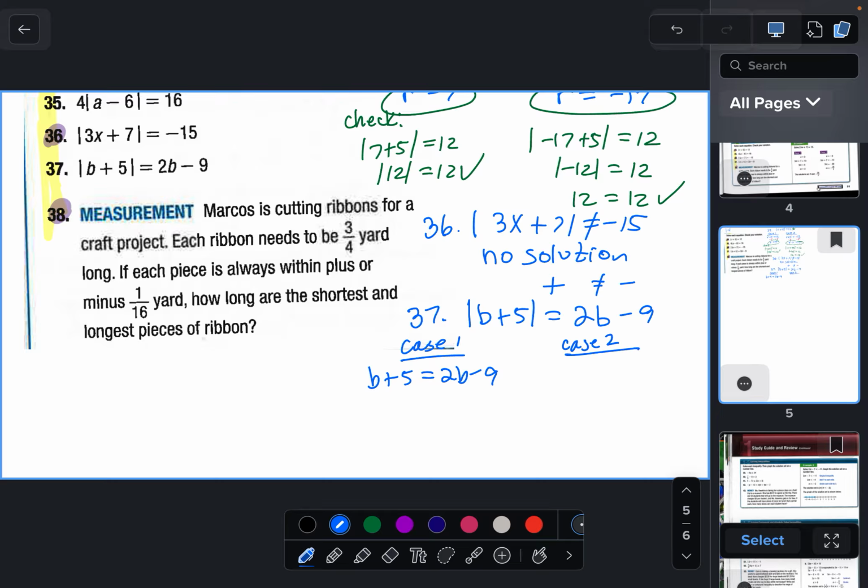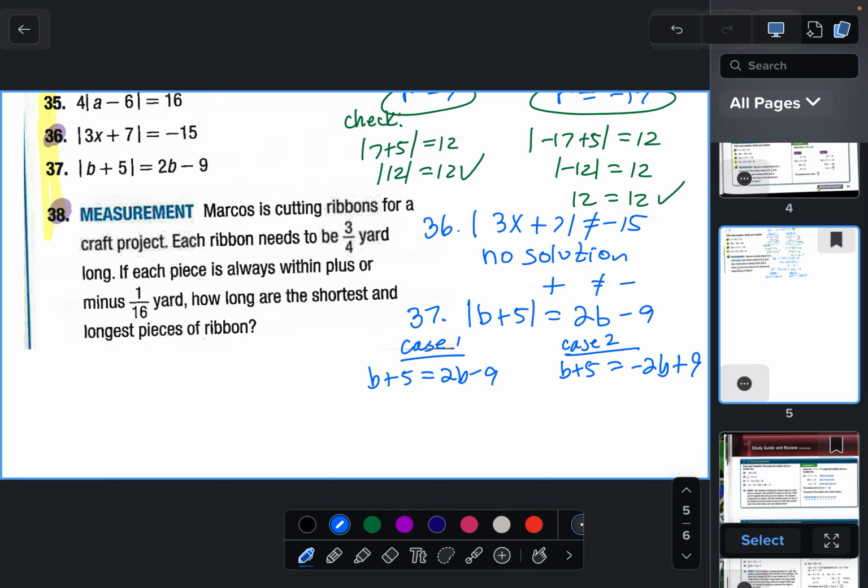Case 2. We drop away the absolute values on the left side, so it's just b plus 5 again. But here's the thing we have to do. Think about what the opposite of that expression is. That's why we talked about expressions and how you multiply them by -1 and how you change it. We have to change the sign of everything on that side. Everything. So the 2b is going to become negative 2b. The negative 9 is going to become positive 9.